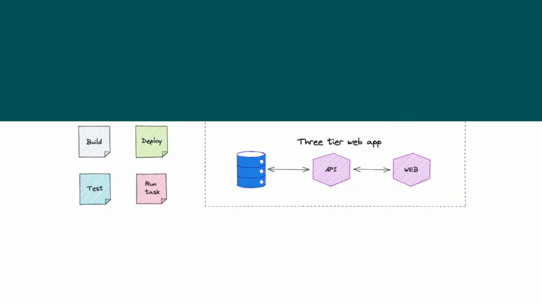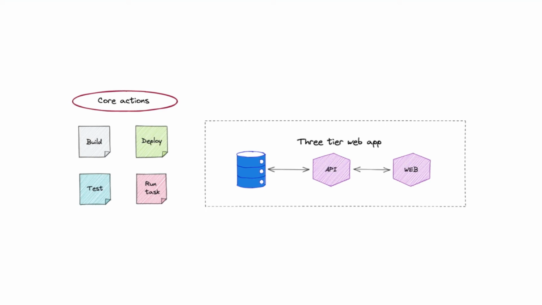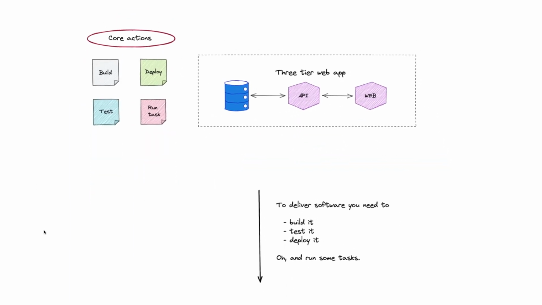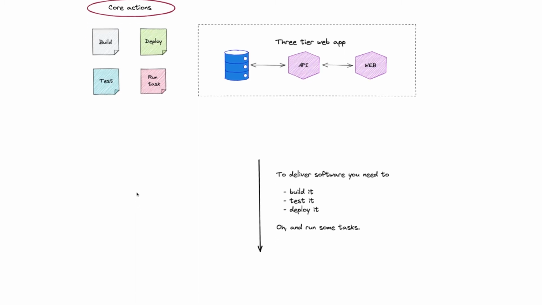But now we're going to start by looking at a simple project and discuss some of the challenges of developing and testing it. In this diagram, you see the components of a simple three-tier web application with a database, an API server, and a web server. To the left of it, you see four actions. Garden is built on the simple idea that all software stacks can be described in terms of these actions. That is, in terms of how the components of the stack are built, deployed, tested, alongside tasks that need to run, as well as the dependencies between these actions across components.